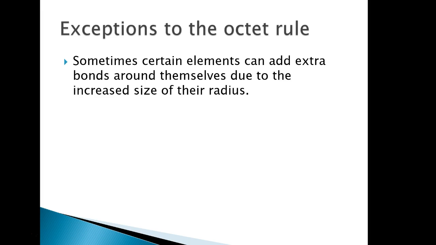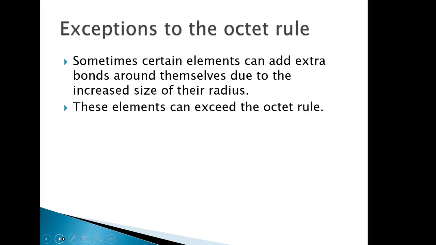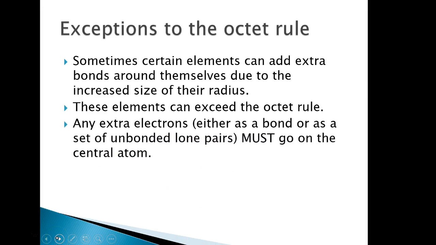Sometimes certain elements can add extra bonds around themselves because they have a very large radius. So these are things towards the bottom of the periodic table. That's where the radius gets bigger. And these guys can exceed the octet rule. That means go beyond, greater than 8 electrons around them.